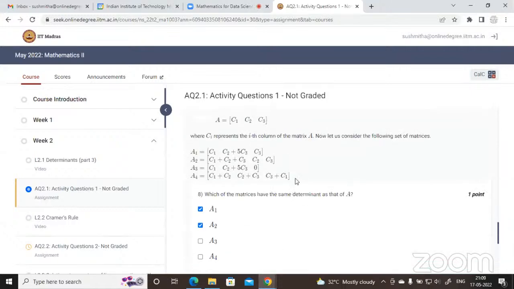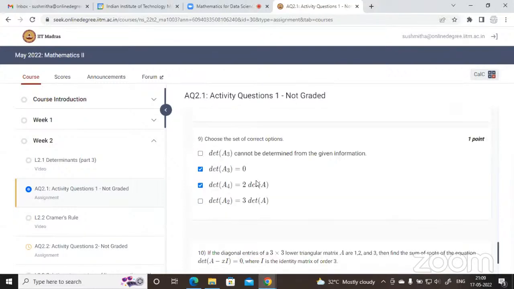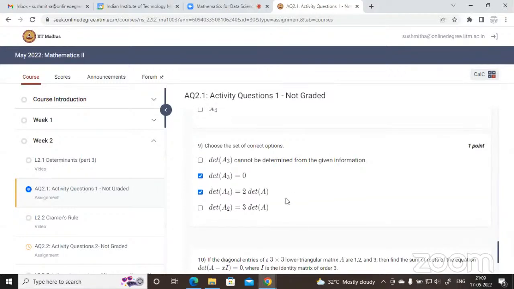Ma'am, in question number 9, scroll to question number 9. In this question, my answer is different. In my activity section, the question answers are different, so that's why.